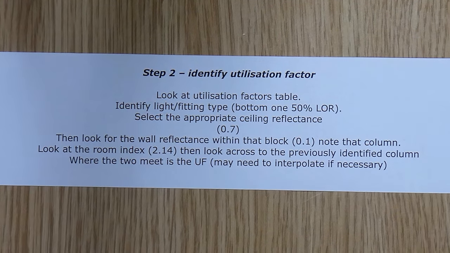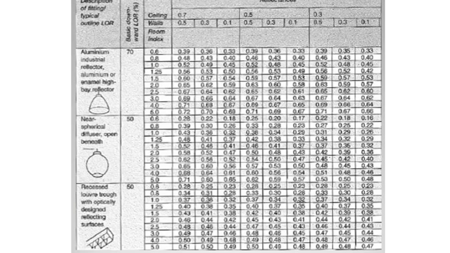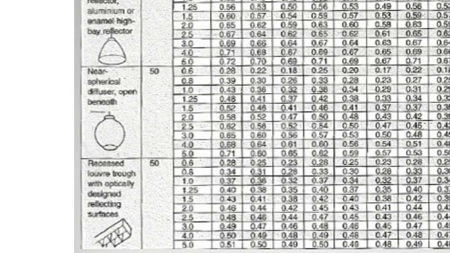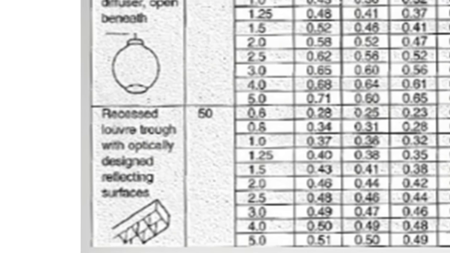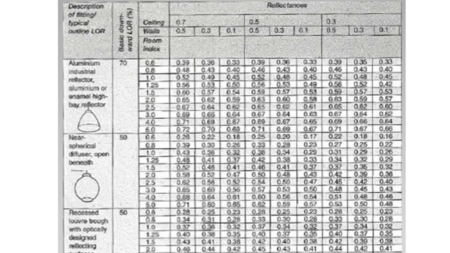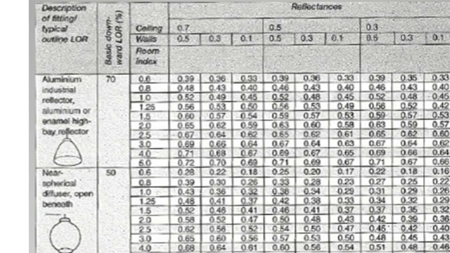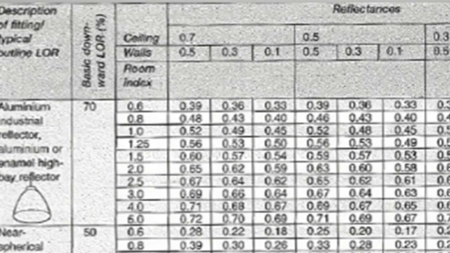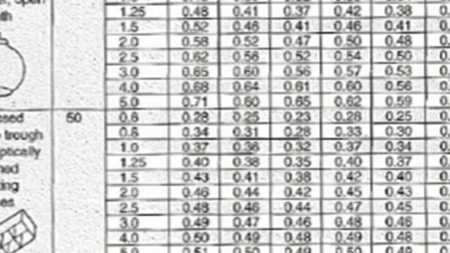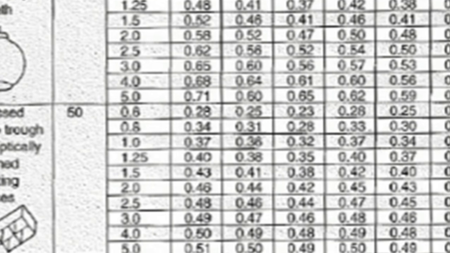So you need to identify your utilization factor. So you're gonna look at the utilization factor table, identify the light fitting type, bottom one, 50%, select the appropriate ceiling reflectance, which is 0.7, then look for the wall reflectance within the block 0.1. Look at the room index 2.14, and then look across to the previously identified column where the two meet, which is the UF, which is in this case 0.42.